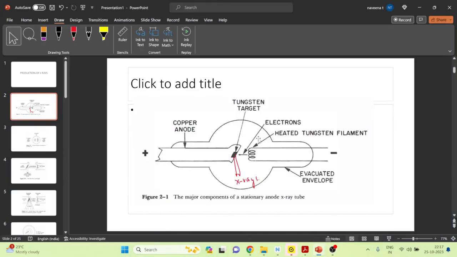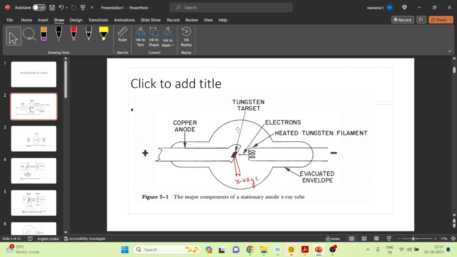One, we should learn about the glass enclosure. Second, we should learn about the cathode and anode. So, glass enclosure. This glass enclosure is very important to seal the two electrodes of the X-ray tube in vacuum.